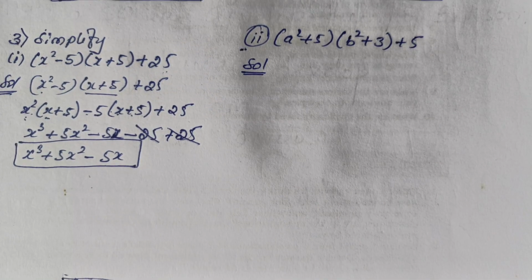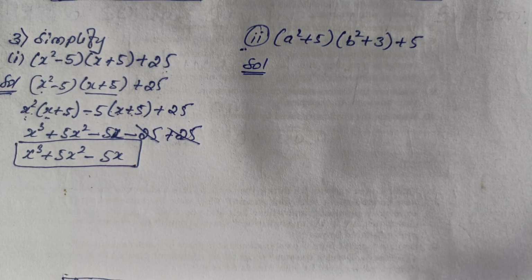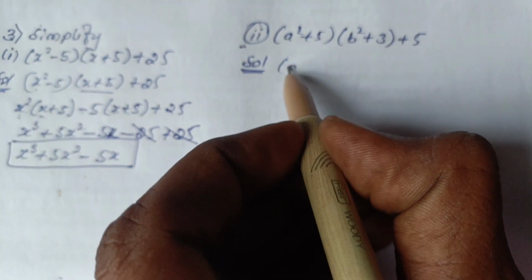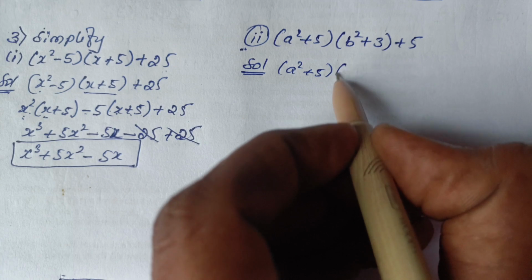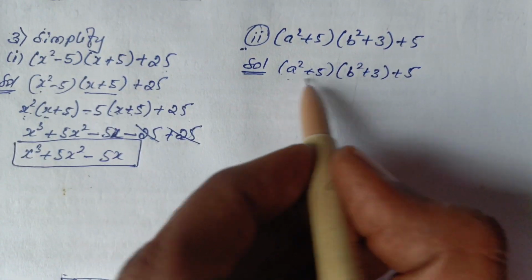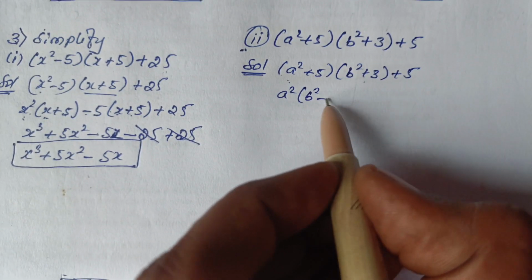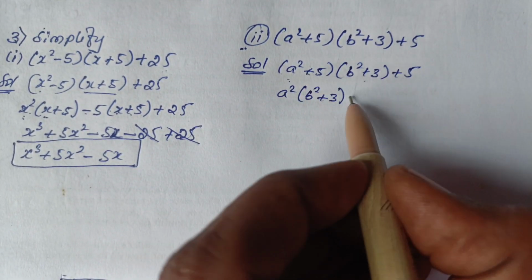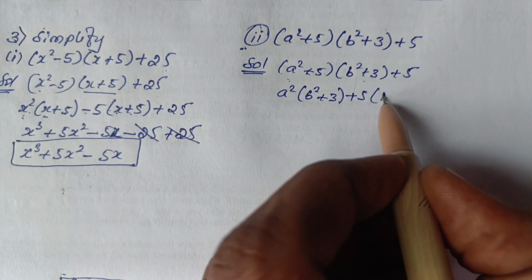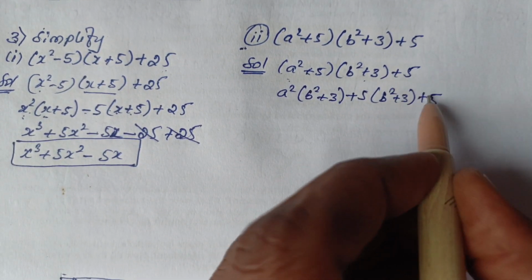Let's solve the second part. It is similar to the first part what they have given. So there it was the number, if you look at it, is almost same. So we will multiply here. So a square plus 5 into b square plus 3, plus 5. So this both we need to multiply. A square will multiply with the b square plus 3, plus sign as it is, 5 into b square plus 3, plus 5, this 5 as it is.